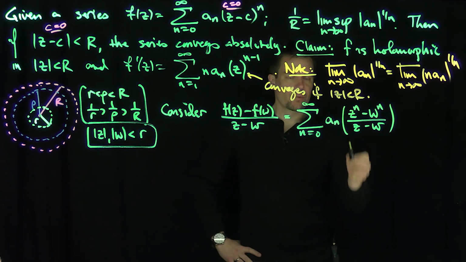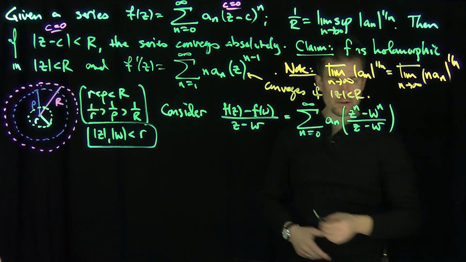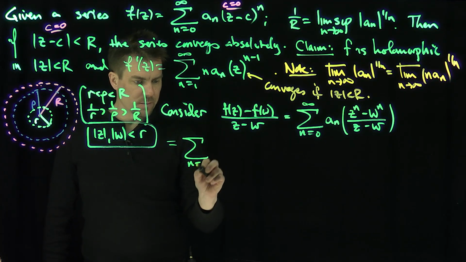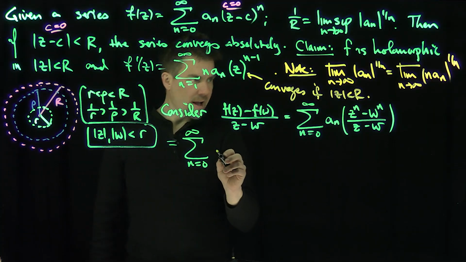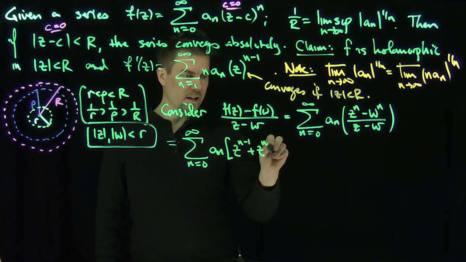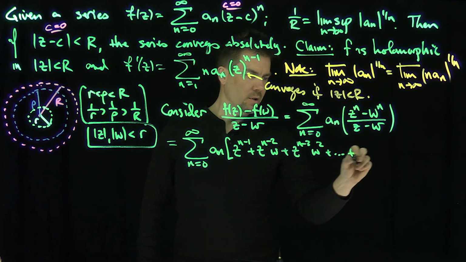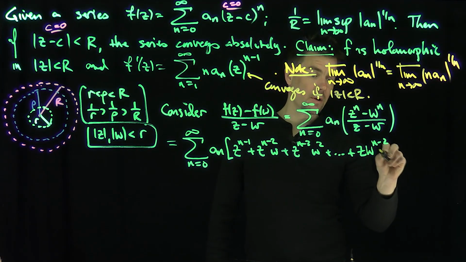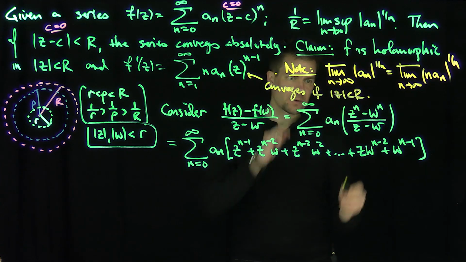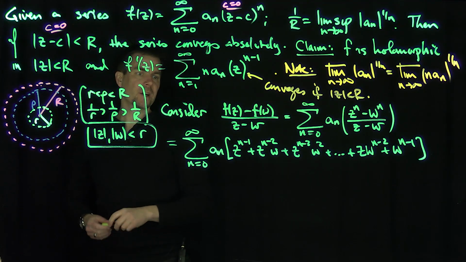Now the key is to write this. I know that z minus w can be factored out of this, right? And so if we factor this, we're going to get the following expression: the sum, n goes from 0 to infinity, of a_n times z^(n-1) plus z^(n-2) w plus z^(n-3) w squared, and so on, down to z w^(n-2) plus w^(n-1), right? In order to factor that out, because w is a root of this polynomial, I can just do synthetic division if I wish. Okay, so that's what it looks like over here.